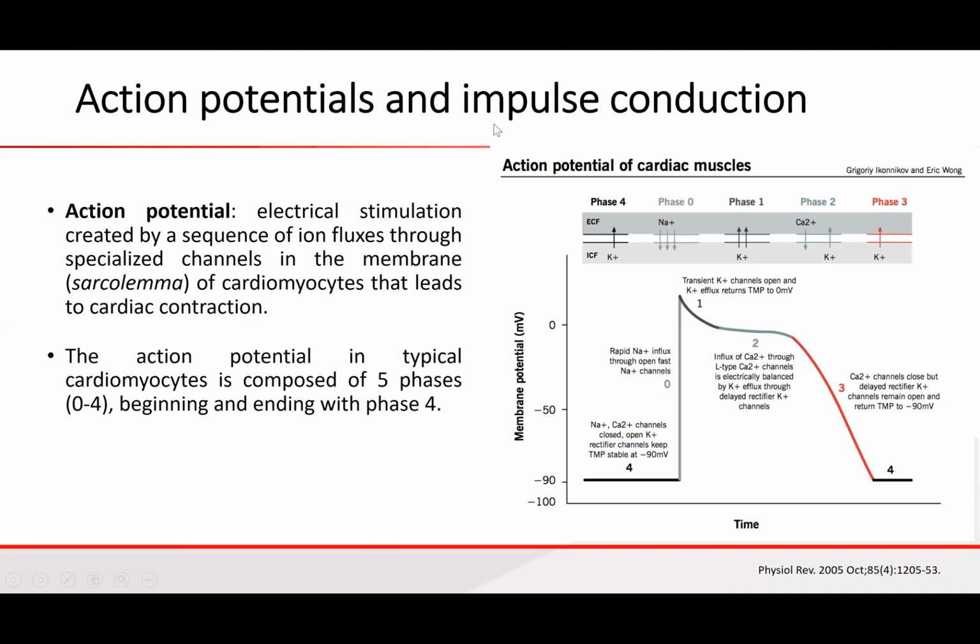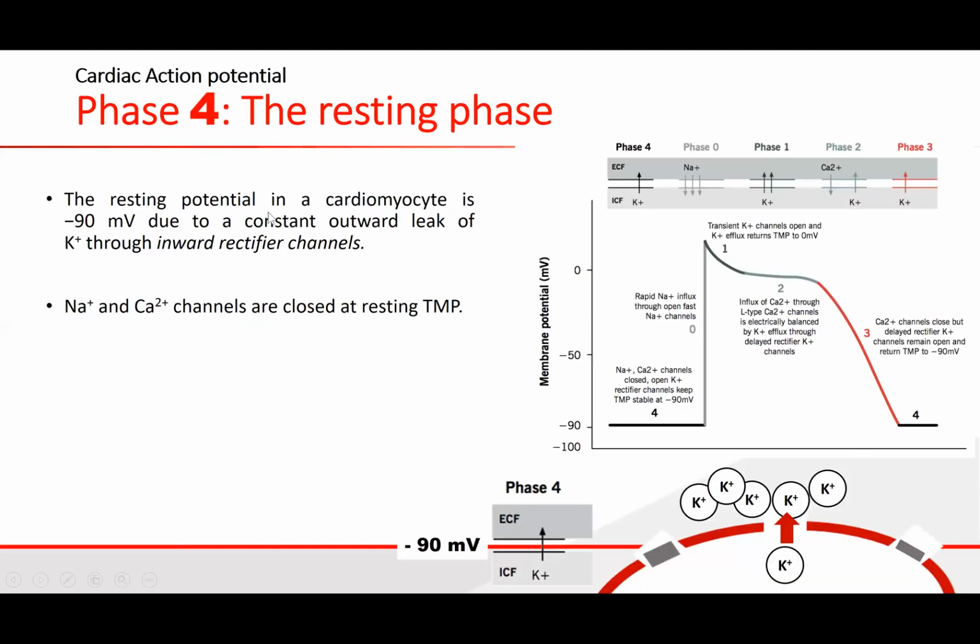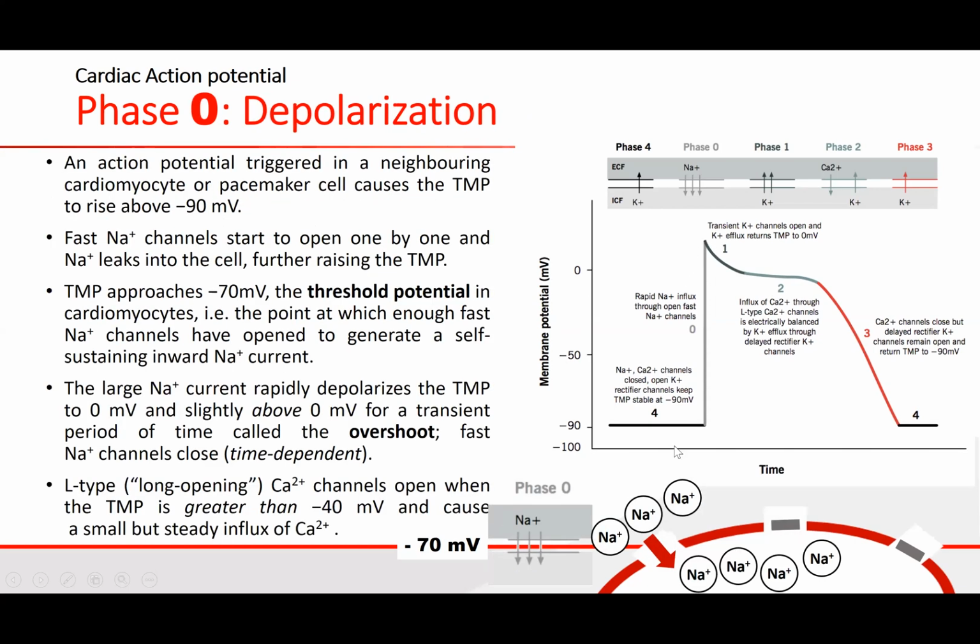The first phase, the resting phase, or phase 4. The resting potential in a cardiomyocyte is at -90 mV, and responsible for the maintenance of -90 is an efflux of potassium ions out of the cell until an action potential is triggered. And we said for this action potential to take place, we need a trigger. They lack automaticity. They cannot automatically generate an action potential on their own.